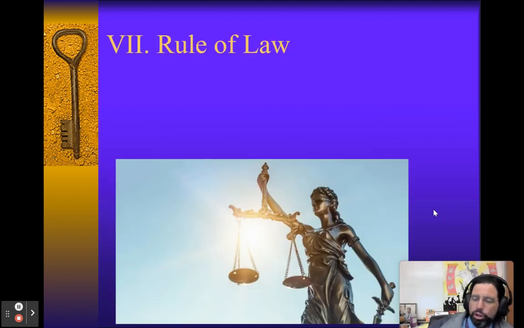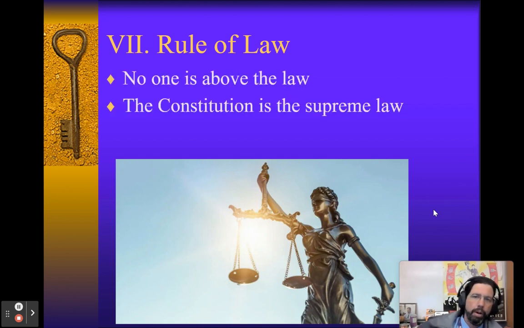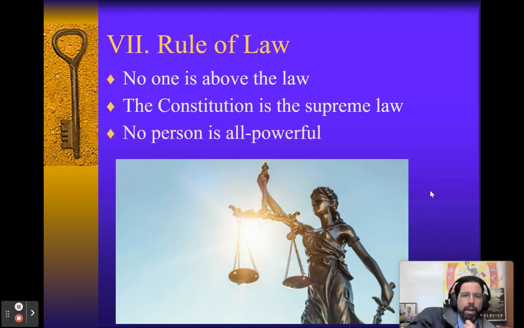Rule of law, super important, as we have mentioned, in a democracy, is that no one at all is above the law, and the Constitution is ultimately the supreme law of the land. No person, especially the chief executive, is all powerful, and no one can simply get complete and total immunity from the law. The law of the land is the Constitution.